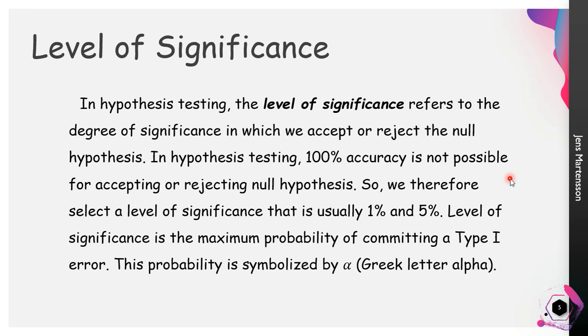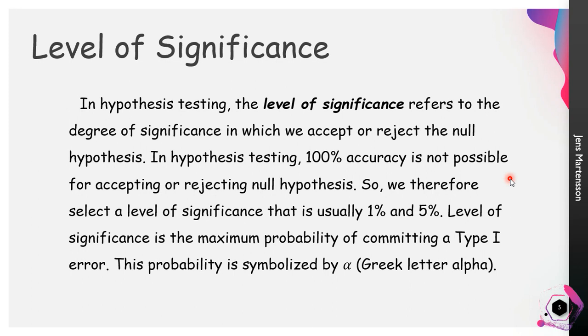Okay? So in hypothesis testing, 100% accuracy is not possible. Okay, for accepting or rejecting null hypothesis. So, ang usually ginagamit natin for the level of significance is 1% and then 5% para malapit siya doon sa sinasabi nating 100% accuracy. Okay? So, most researchers ang ginagamit po yung dalawa. Pero maybe on my examples here, baka po madalas po nating gamitin is 5%.